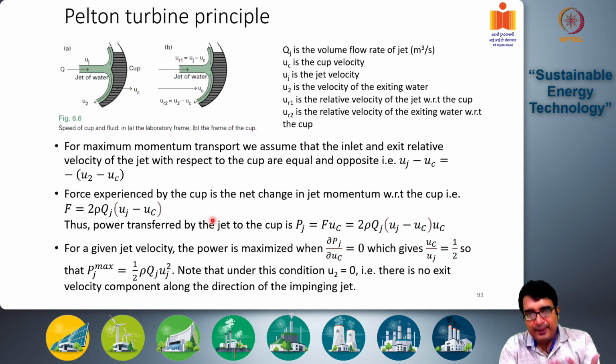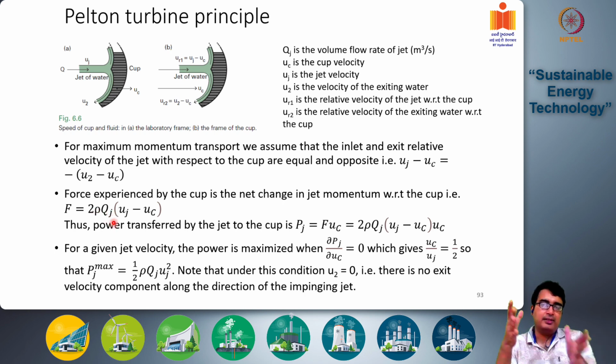Then the force experienced by the cup due to this net change in velocity is basically the mass flow rate of the water jet times delta v, where delta v is the change in velocity. Now what is delta v here? Delta v is the final velocity minus the initial velocity. So this is 2 times Uj minus Uc, because these are equal and opposite of each other. Correct? And the mass flow rate is the density of water times the volume flow rate of the jet, so rho of water times Qj.